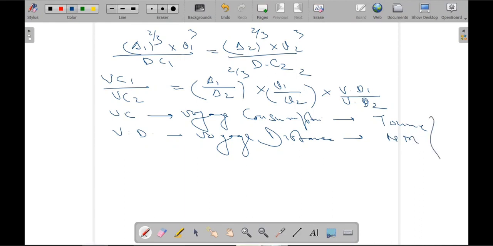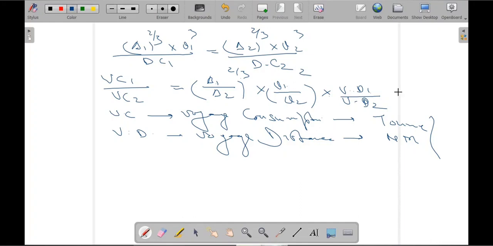So velocity 1 upon velocity 2 is whole cube, right? Yes. Where? First one? Where? So second row, sir. VC1 by VC2 is equal to delta 1 by delta 2 raised to power 2 by 3 into V1 by V2 square, not cube, into voyage distance 1 over voyage distance 2. Okay.